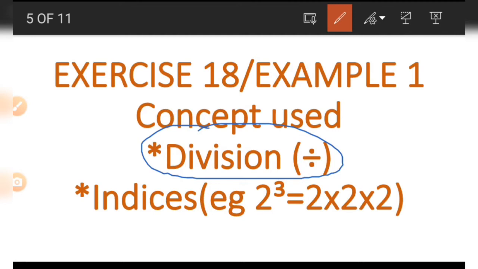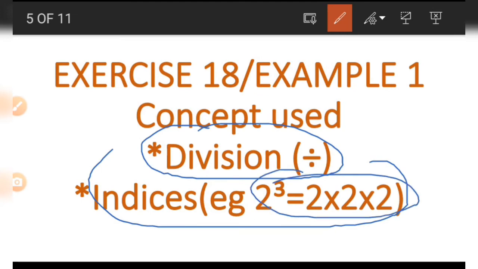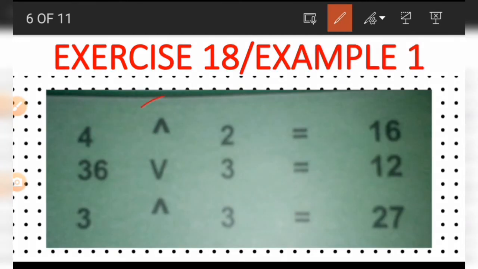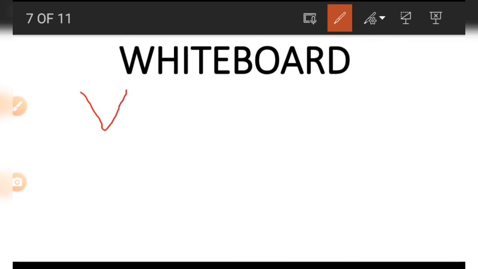Now example 1 in exercise 18 uses the concept of division and indices. Now we will look at this much later. But first of all, let's look at the picture in example 1. Alright. The picture has an inverted V and is circled with a red ink. Then we also have the normal V. Now these are the two symbols that are used in this example.